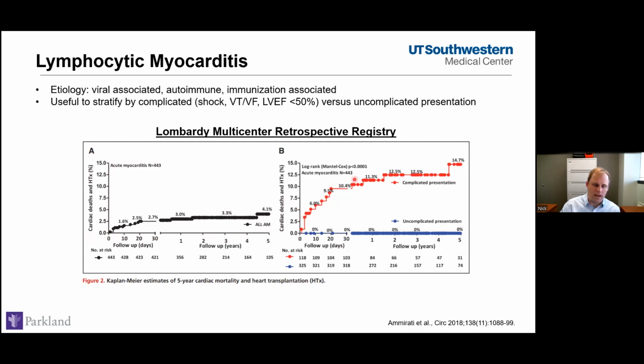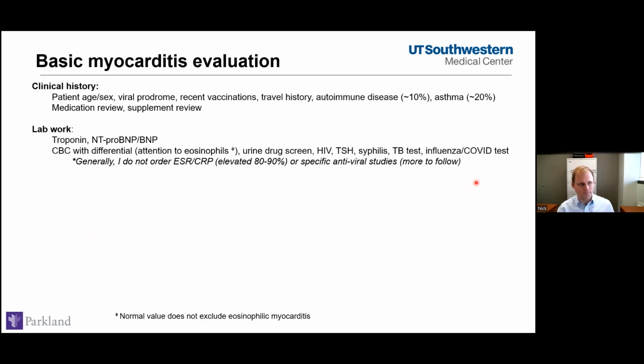And then if you stratify by complicated versus uncomplicated, the patients with uncomplicated presentations, again, normal EF, no VT, no VF, and no cardiogenic shock, have an excellent long-term 5-year survival. And so really those highlight a lower risk patient population, as opposed to those other patients with higher risk factors in which you might be more inclined to proceed to biopsy.